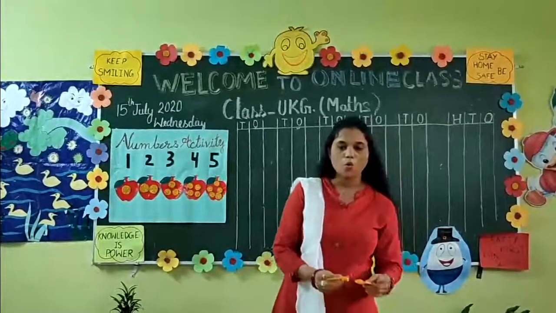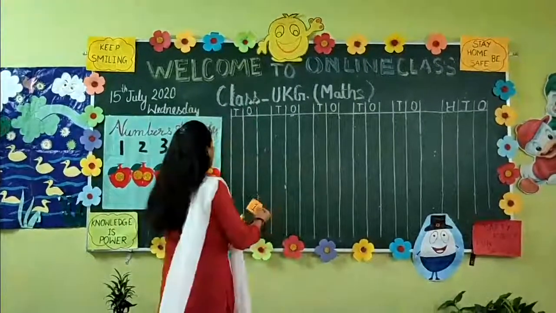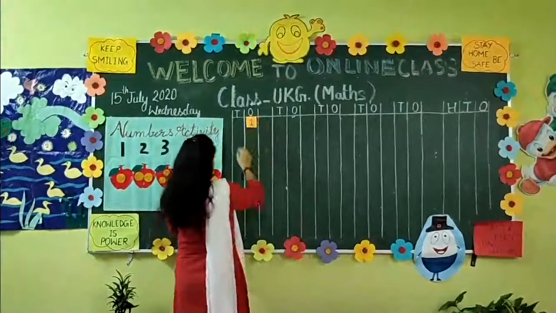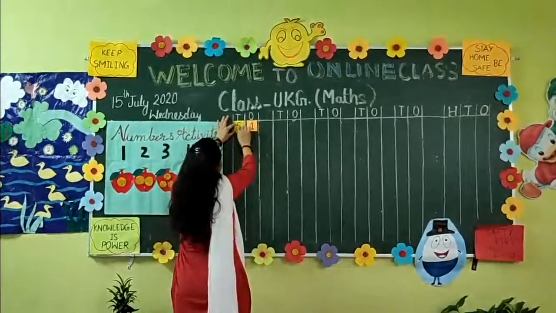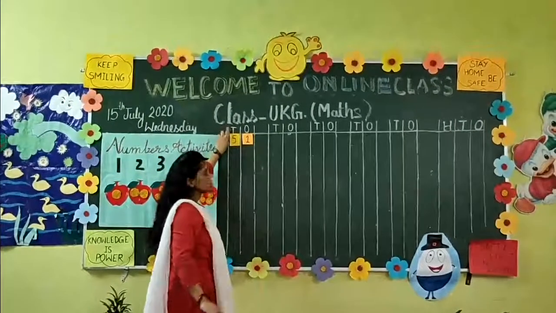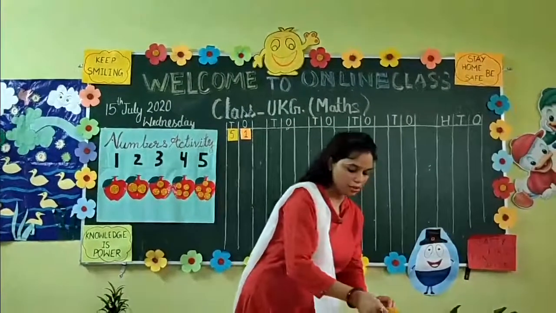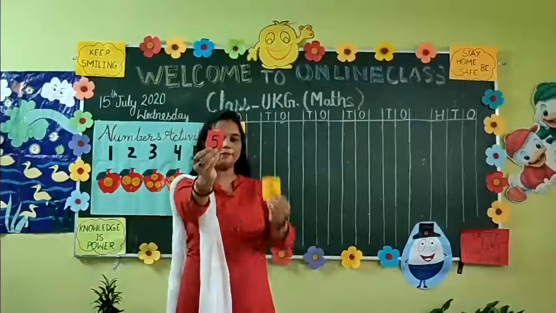This is 51. 1 we will place in 1's place and 5 we will place in 10's place. Is that clear? T is for 10's, O is for 1's. Now again, 52.